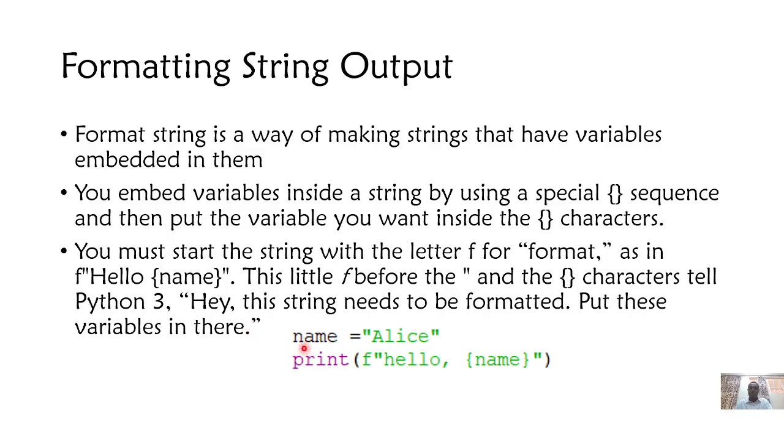So as you can see, we've got name is equal to Alice. Print hello name. So what is going to be printed? It will be hello Alice. But if we don't put the format string, and we don't include the curly brackets, inside it is going to be the variable name. So what is going to be printed is hello name. But if we format like this, it is going to say hello Alice.